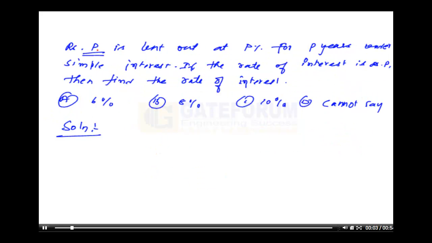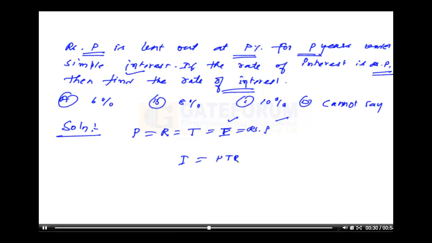Rupees P is lent out at P% for P years under simple interest. Now we have to calculate the rate of interest if the interest is P. So what is given is the principal, rate of interest, time, and also the interest. All these values are given as rupees P, and we have to find the value of P, which is nothing but the interest. Now we'll use the same formula I equals PTR by 100, which is P equals P into P into P by 100.